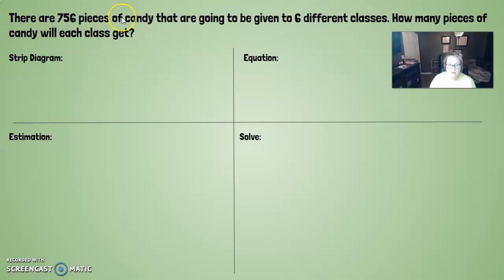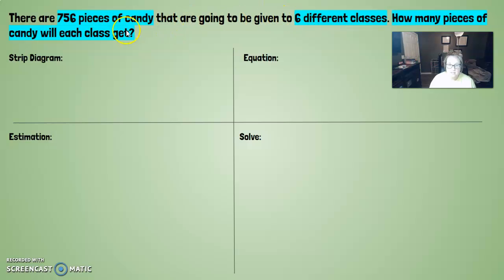Now remember, when we have a word problem, the first thing we're going to do is read it again and highlight the important information. So let's do that. There are 756 pieces of candy that are going to be given to 6 different classes. How many pieces of candy will each class get? Well, I know that 756 pieces of candy is important. And I also know that there are 6 different classes, so that's important. How many pieces of candy will each class get? That's my question I'm trying to figure out, so of course that's important.